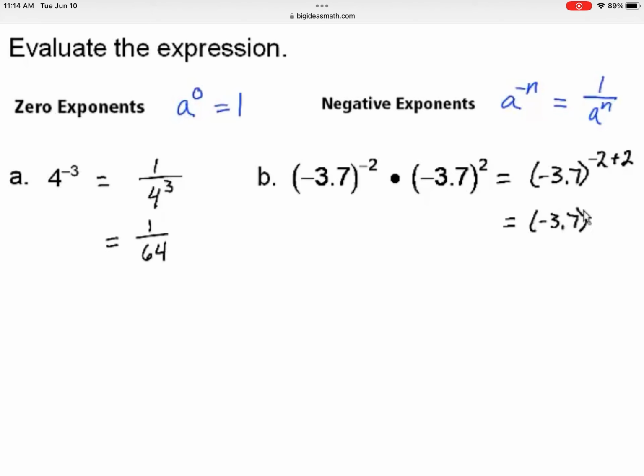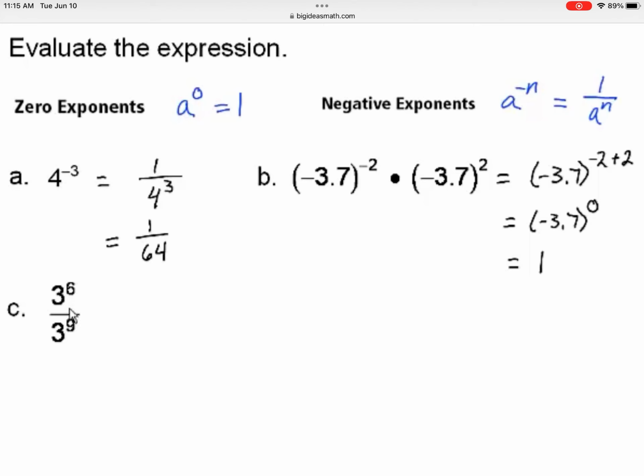Negative 2 plus 2 is 0, so the expression is negative 3 7/10 to the 0 power. By the definition of zero exponents, negative 3 7/10 to the 0 power is 1. So the expression negative 3 7/10 to the negative second times negative 3 7/10 squared is equal to 1. Let's look at one more example.